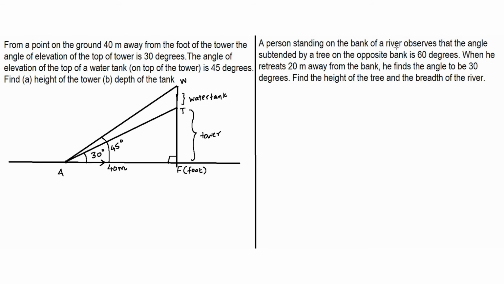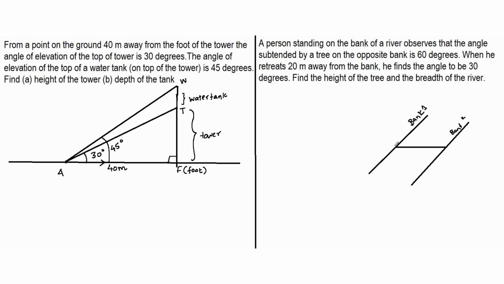A person standing on the bank of a river. So let us assume that this is the river. Please note that the river is flowing into the screen right now. Or if I were to draw a 3D diagram, then this is the river that is flowing, and a person standing on the bank. So this is one bank. This is bank 1 of the river and this is bank 2 of the river.